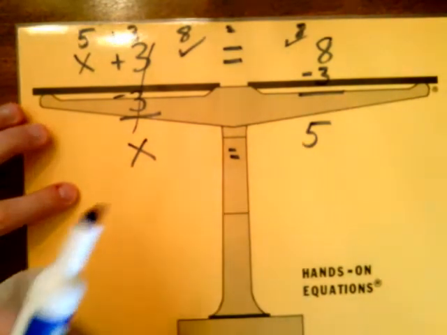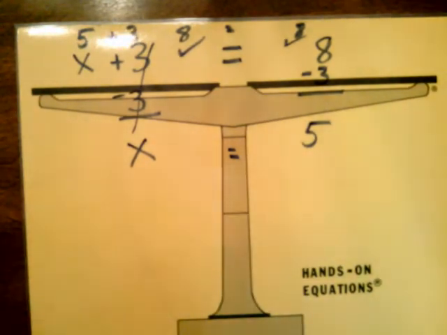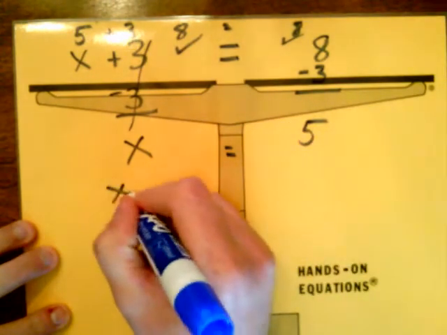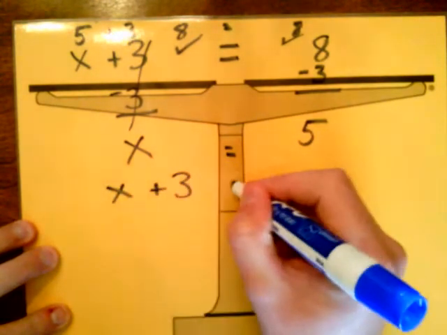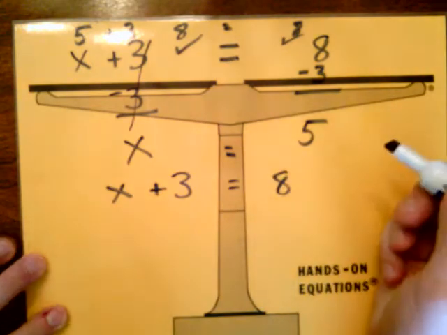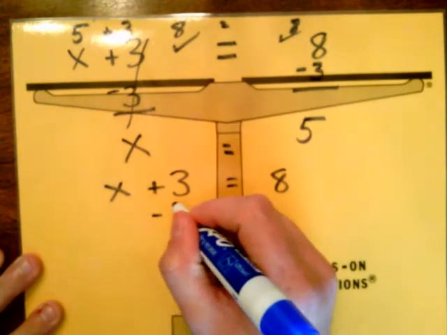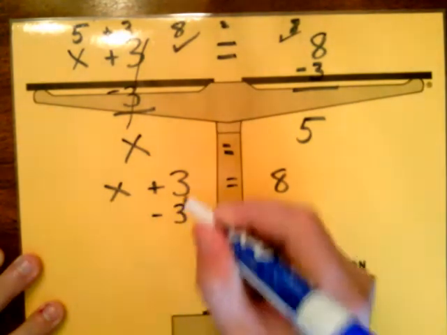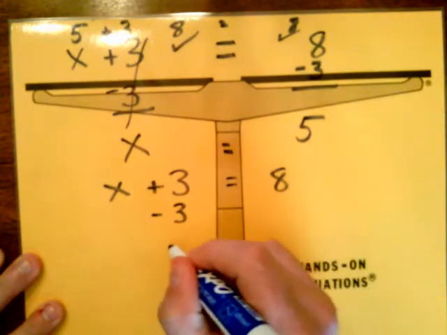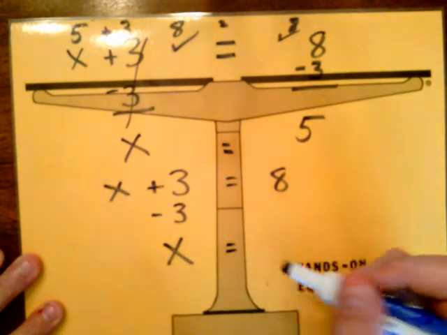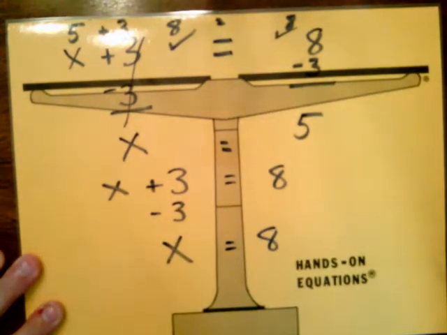Now, one thing that I want to show you guys is, if I did not do the same thing to both sides, what would happen? So I'm going to rewrite this problem down here. x plus 3 equals 8. We said we had to subtract 3 from both sides, but I'm going to subtract 3 from only one side. So that would be 3 minus 3, which is 0, so I'm just left with x. And I'm just going to do it to that side. So I would be left with x equals 8.